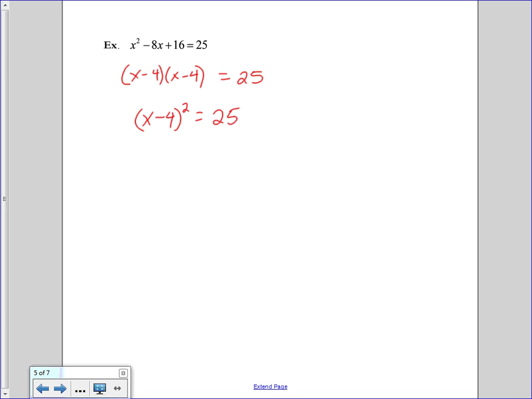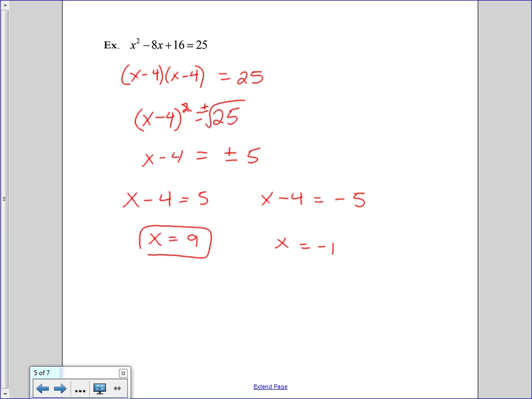We can square root both sides, just remember to put a plus or minus in front. X minus 4 will equal positive and negative 5. I'm going to write this as two separate equations so I don't forget one of my answers. When you add 4 to this, x equals 9. When you add 4 to this, x equals negative 1.